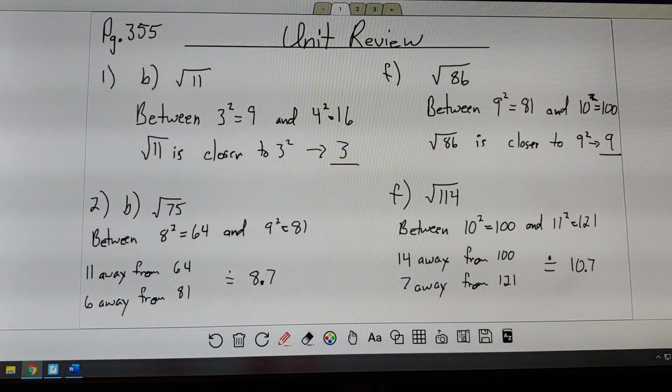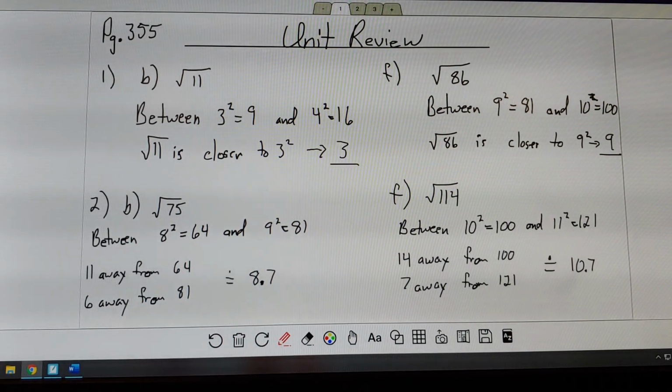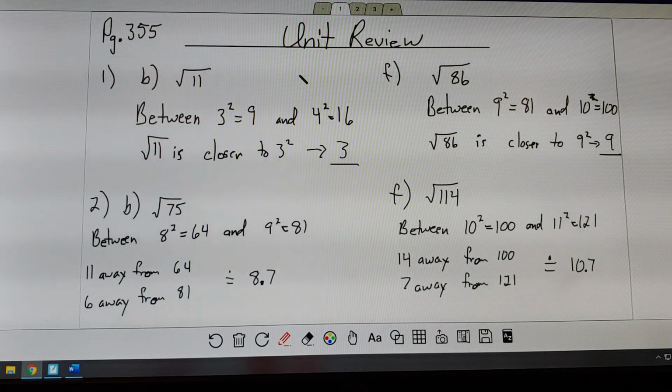Alrighty, taking up your 5 whole questions worth of unit review for this. We'll do the other 5 today. So number 1 was just asking you to say which 2 whole numbers these lie between. So I chose B and F to do with you.